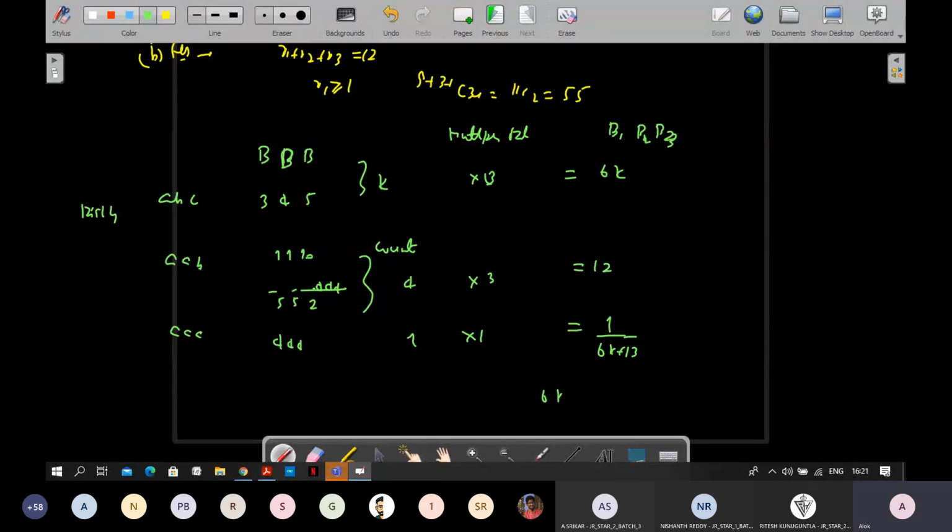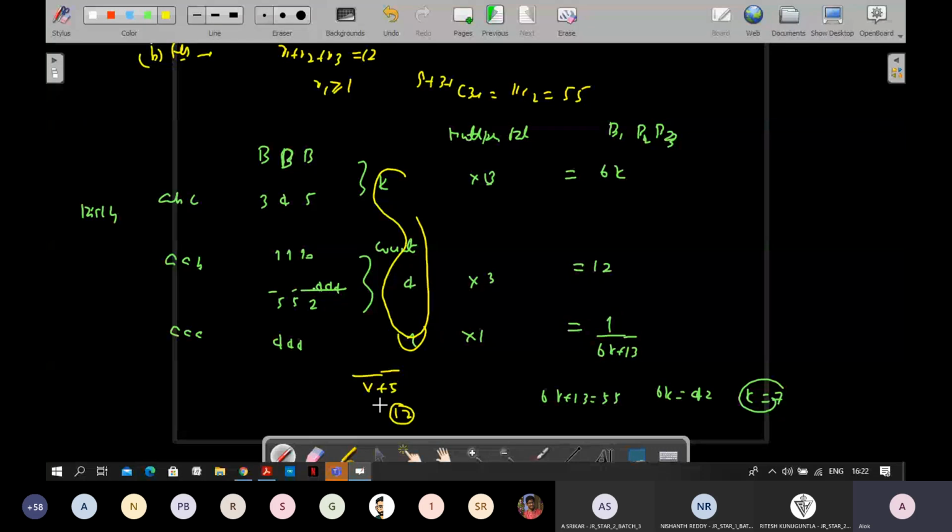So 6k plus 13 is 55. So 6k is 42, so k is 7. K is 7. And what you need is just this sum. You need this sum. So this sum is k plus 5. So 7 plus 5, that answer is 12. So you've got 12 ways to distribute that one, identical balls in this one.